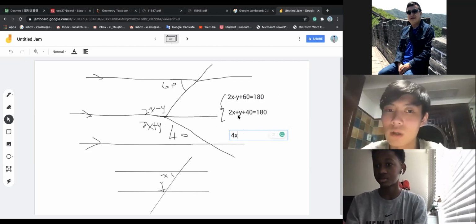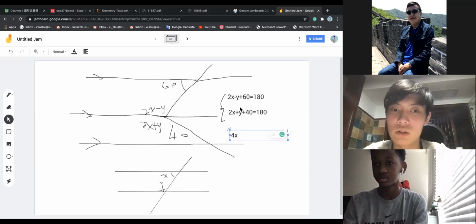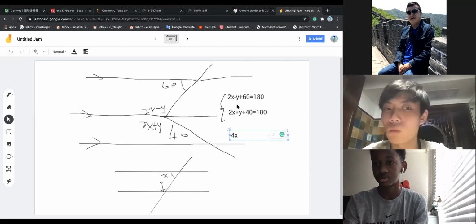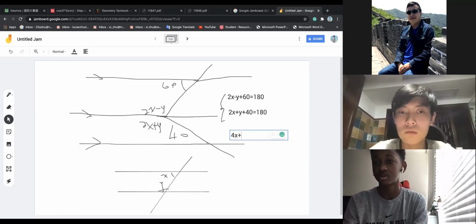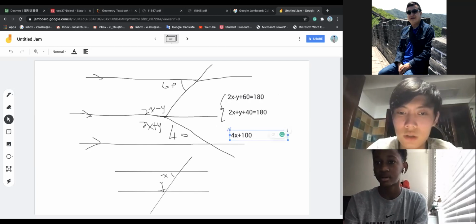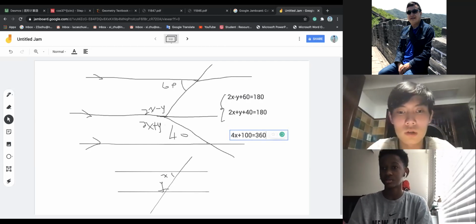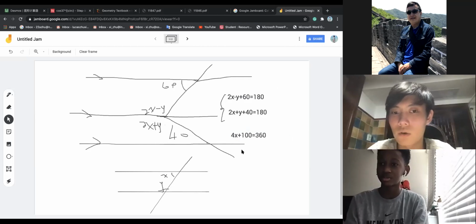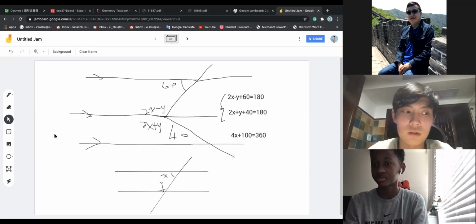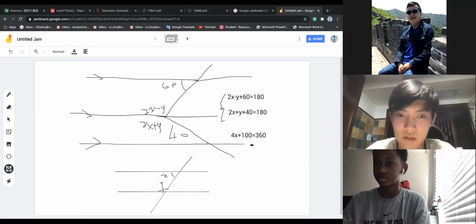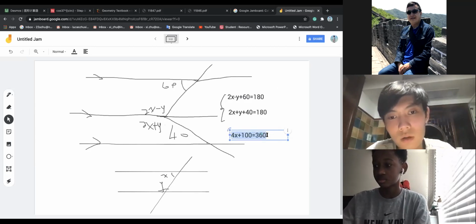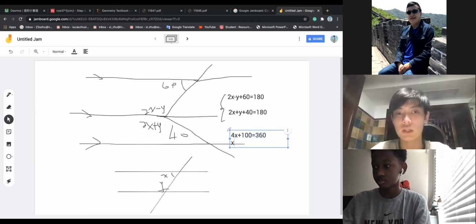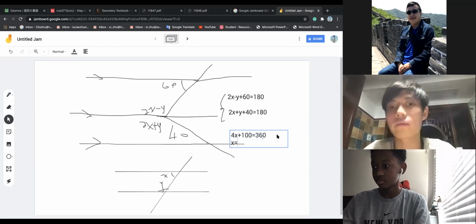Nothing. 0. It gives you 0, so we cancel out y, right? But remember, when we cancel out y, we also have to add the rest together. So that gives you 100 equals 180. No, remember, 360. Yeah, 360. Careful with that. And now you solve for x, right? Solve for x. See, x gives you what?